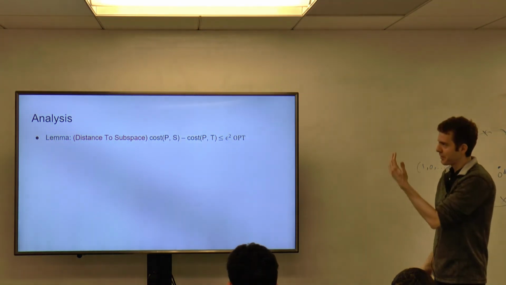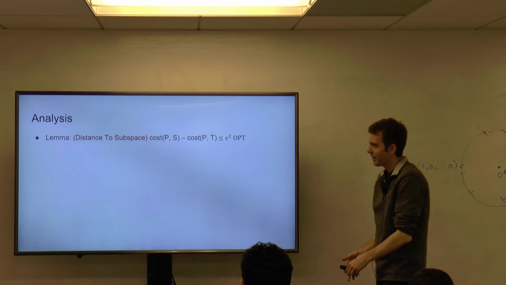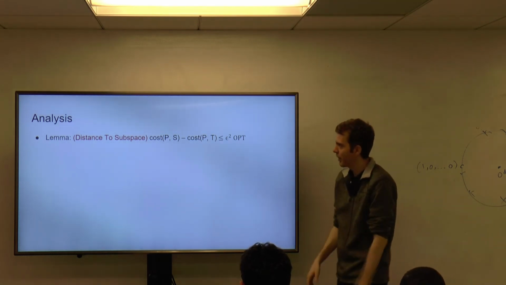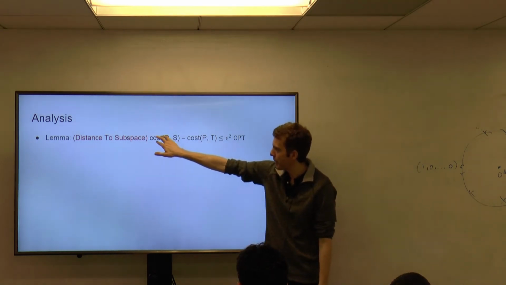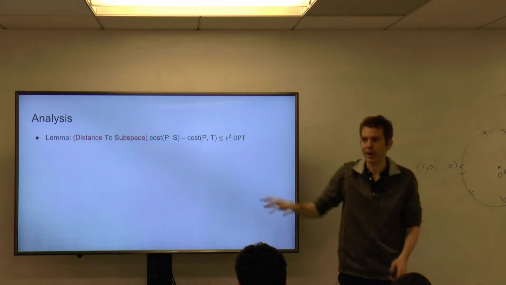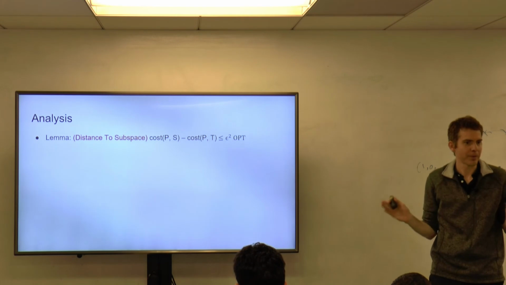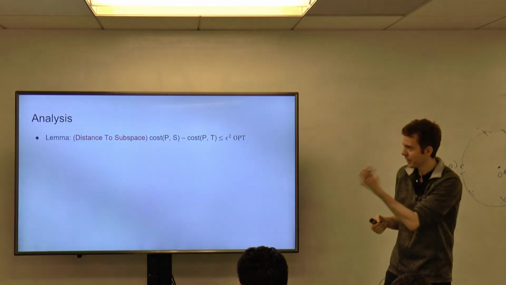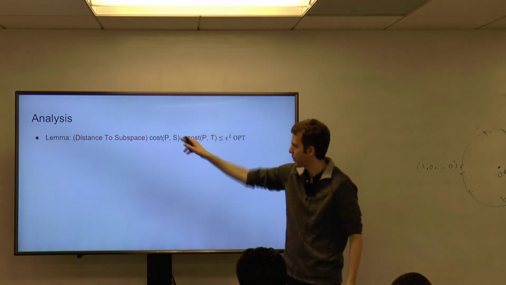A lemma that we just used, which I'll call distance to subspace, is that the cost of moving my points P to S minus the cost of moving my points P to T is at most epsilon squared opt. And that just follows from the definition of the algorithm again, right? Because T cannot improve the cost by more than epsilon squared opt.